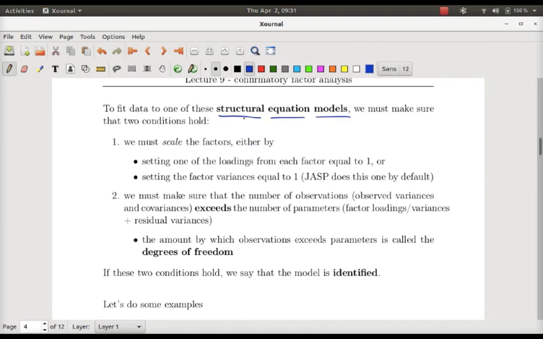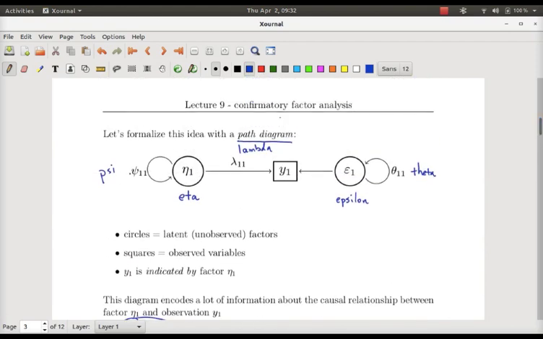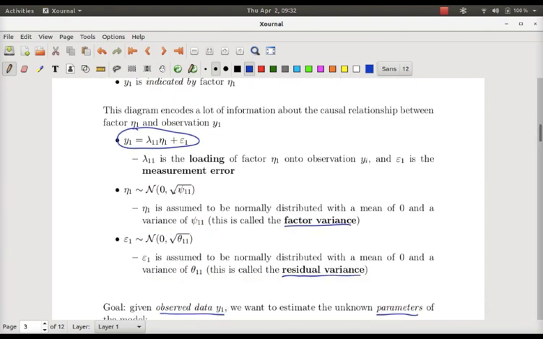So in general measurement models, these so-called structural equation models, we do this by one of two ways. We either set one of the loadings from each factor equal to 1, or the one that JASP does, and I actually like this one, we set the factor variances equal to 1. Okay, so what does that mean? Well, in this general model up here, instead of having an additional parameter for the factor variance, we would just get rid of that, set that variance equal to 1, and then down here in this assumption, we now assume that the factor is normally distributed around 0 with a standard deviation of 1.